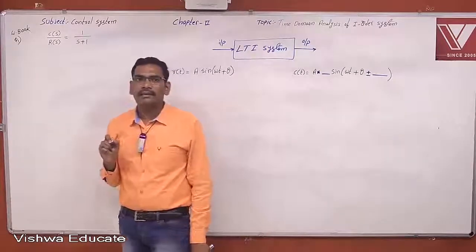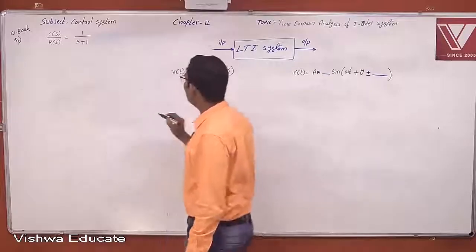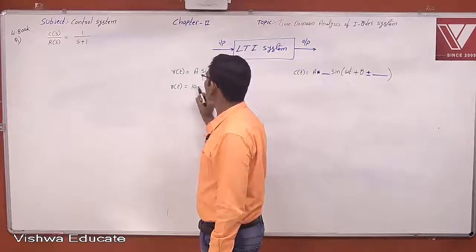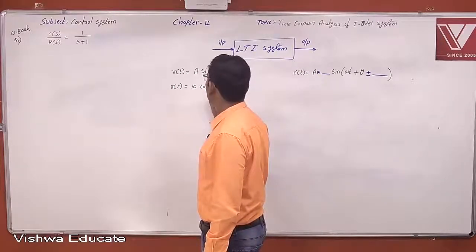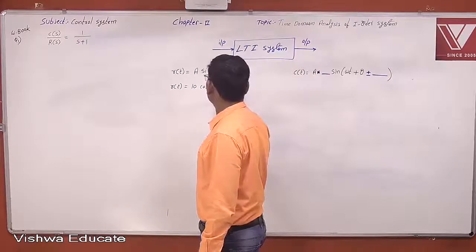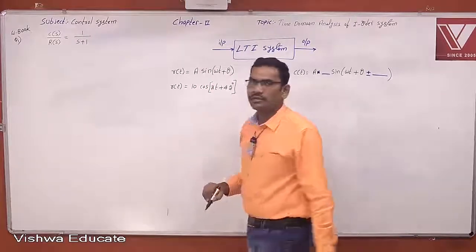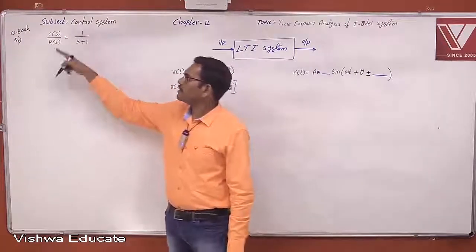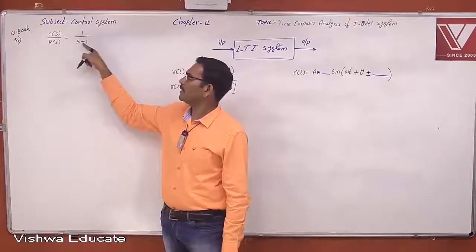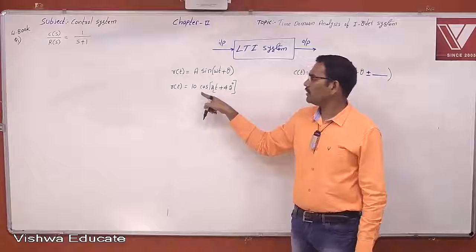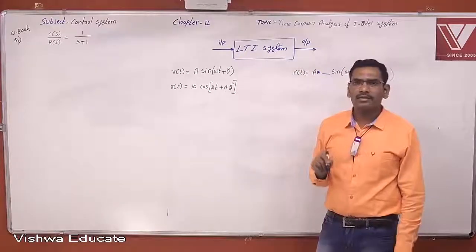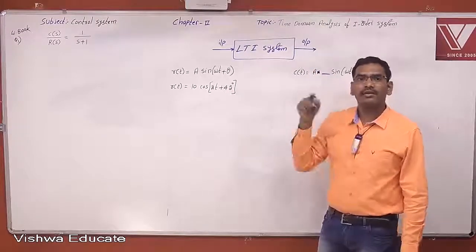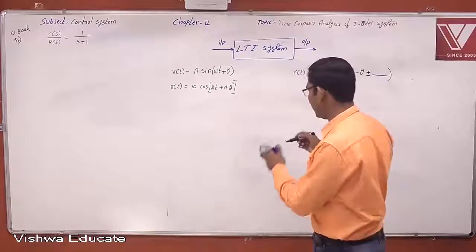What is it asking? Determine the sinusoidal response for the given input R of t equal to 10 cos 2t plus 45 degrees. He is giving this. What is the question? In our workbook, question number 1, find the sinusoidal response by considering the system transfer function C of S by R of S equal to 1 by S plus 1 for the input R of t equal to 10 cos 2t plus 45 degrees. Now students, I am asking, whenever the sinusoidal input is available and the response is sinusoidal, first you find the sinusoidal response. You first draw the sinusoidal response.